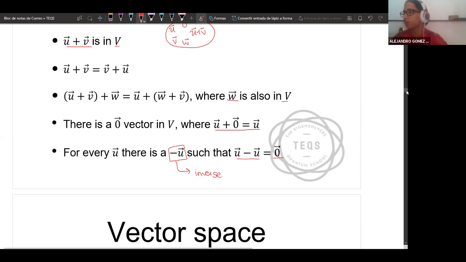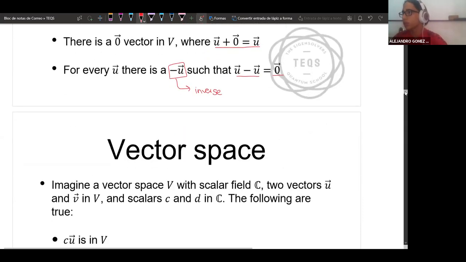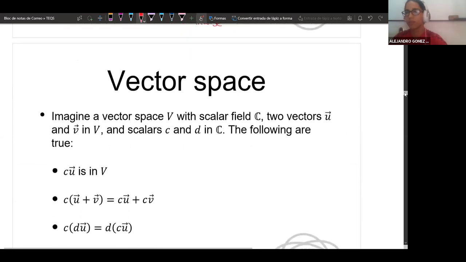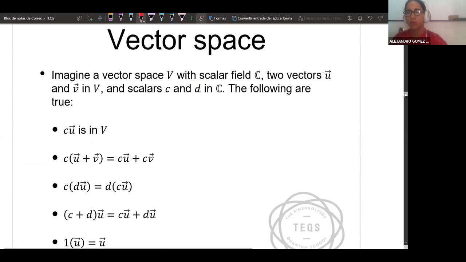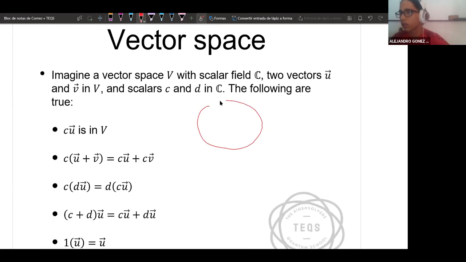Fine. So we saw the properties of a vector space with respect to the vector addition. Now let's see the properties with respect to the scalar multiplication. So imagine we have that set V again.